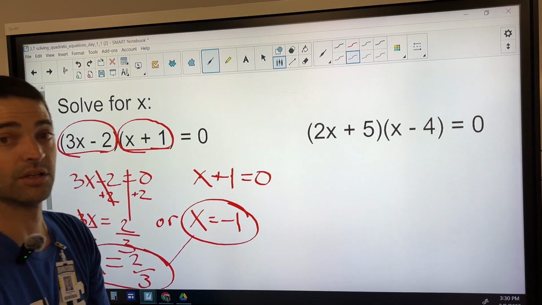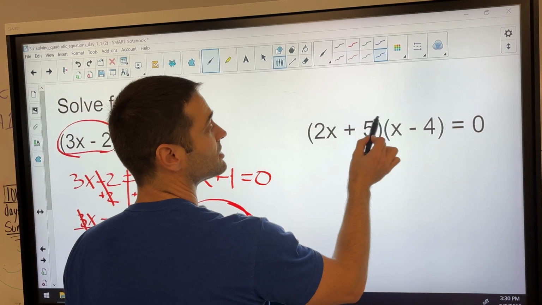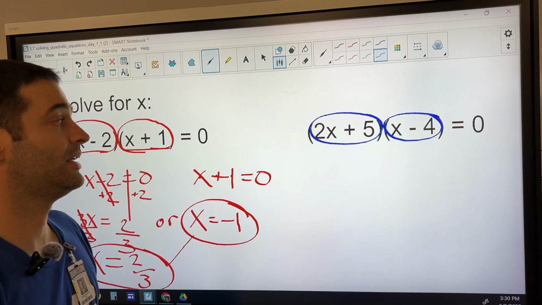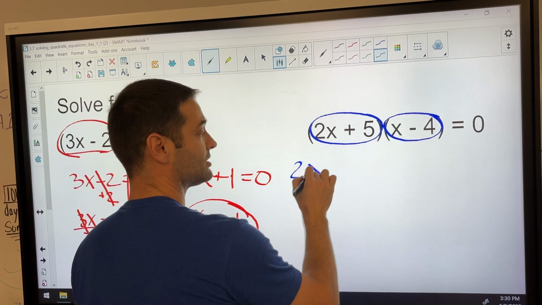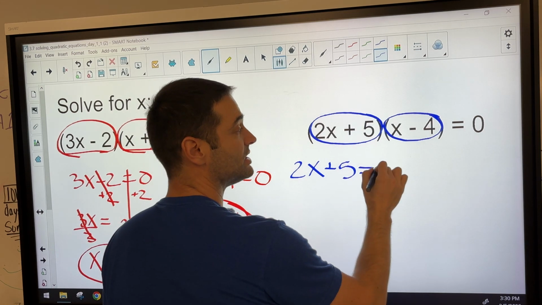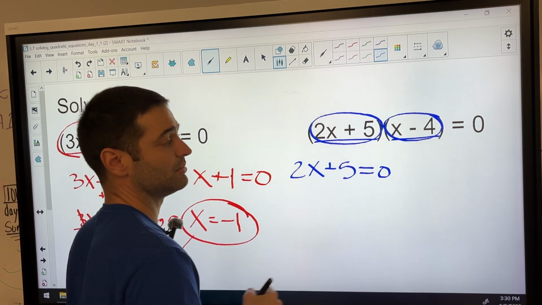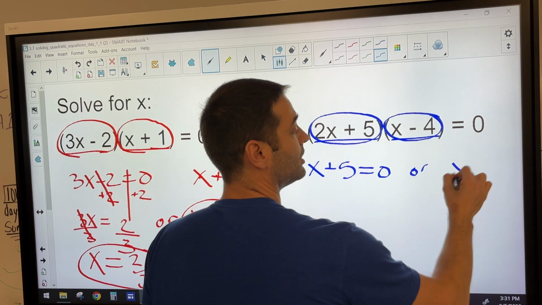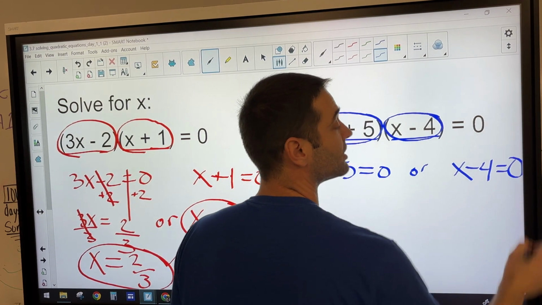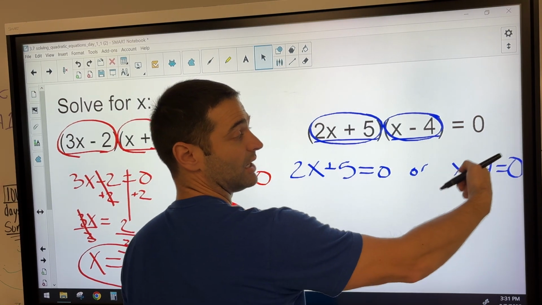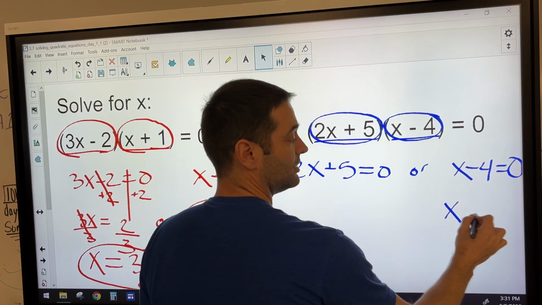Same concept here. You have two binomials that multiply to equal 0. I know that that means either 2x plus 5 must be 0. So this binomial could be 0, or this binomial could be 0, or x minus 4 equals 0. This is the easier one because it's just plain x. 4 minus 4 is 0.